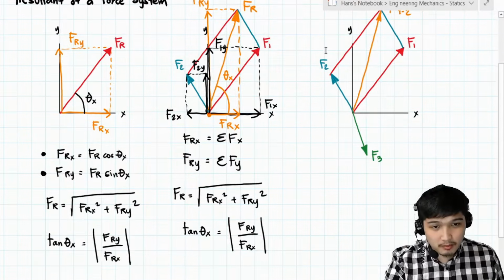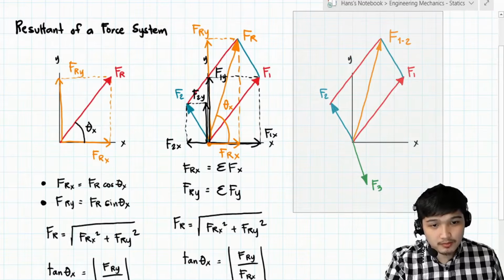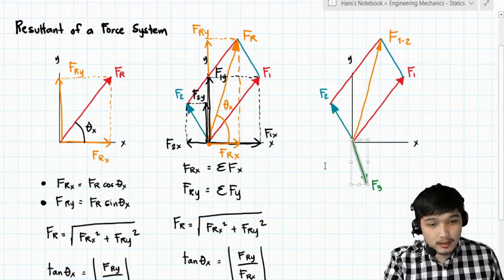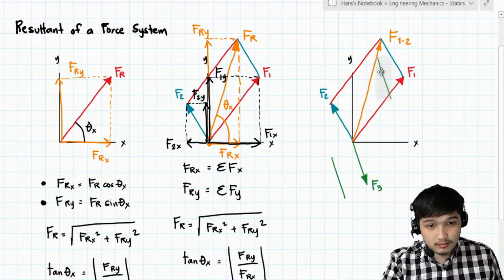So, ibig sabihin, parang nangyari dito sa figure na to, meron ka na lang two forces. Itong resultant nilang dalawa, na yung equivalent nila, and then itong F3. So, may two forces, gamitin ulit natin yung parallelogram law, no? So, copy ko to. Okay, and then this one.